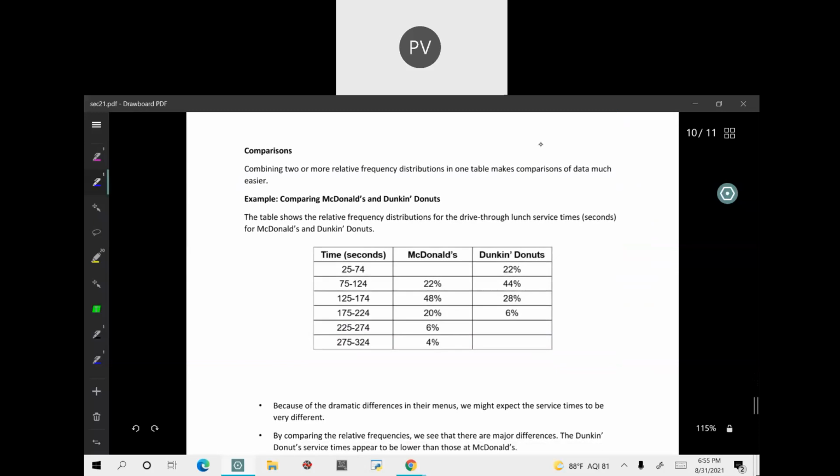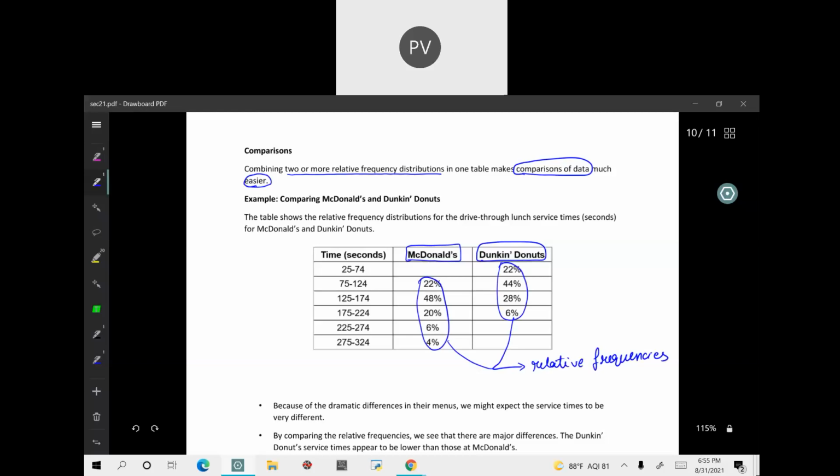Next is comparison. When you combine two or more relative frequency distributions in one table like this, it makes comparisons of data much easier. So data can be compared easily when you combine two or more relative distributions. This is a completely different survey and this is a completely different survey. These values are nothing but your relative frequencies.